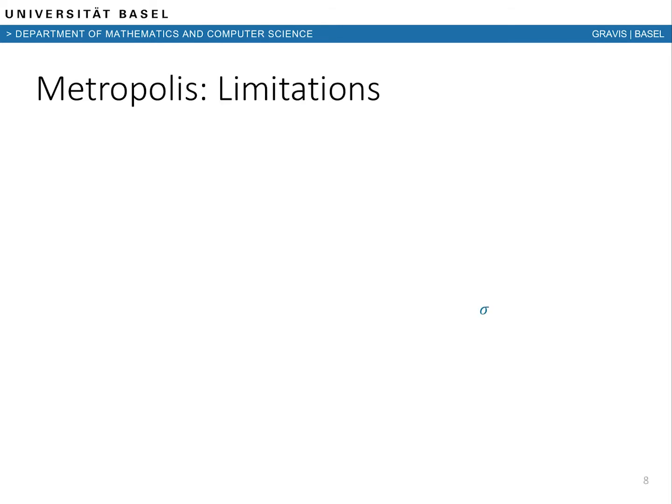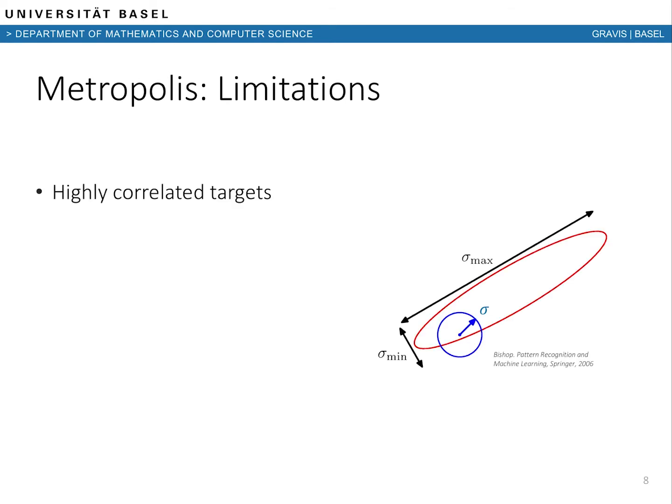The algorithm is very simple and the problem difficult, so it can be expected that we have a few limitations. One of the most important limitations is that highly correlated target distributions can be a bit problematic. The situation is depicted here. We have a target with a strong correlation in red, and our proposal distribution does not match this target distribution, which is the typical case.